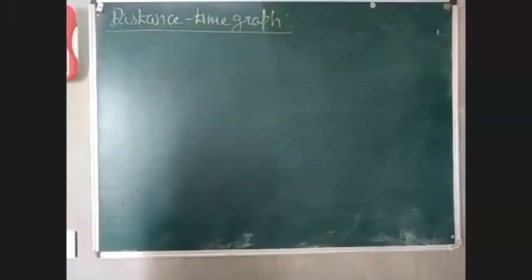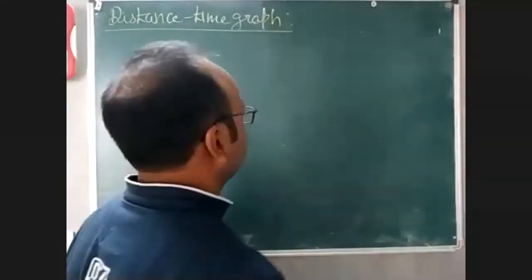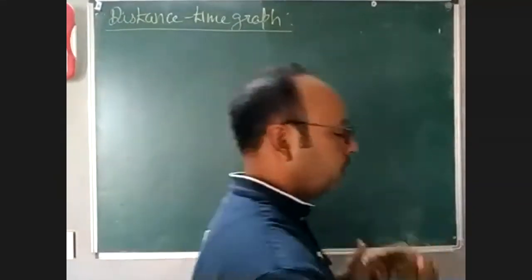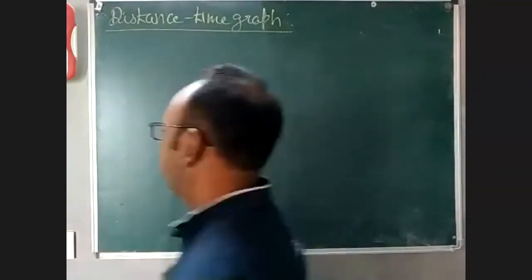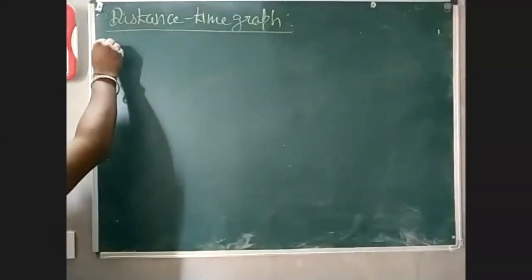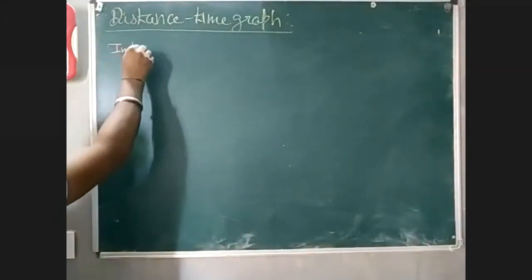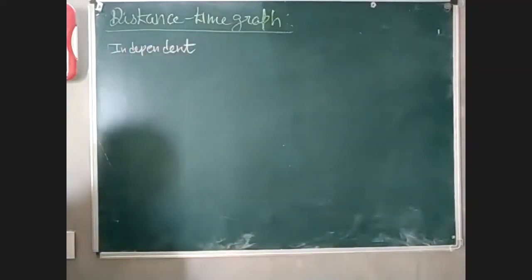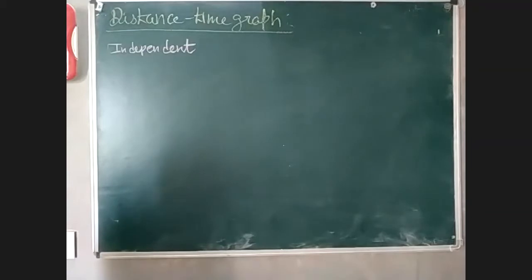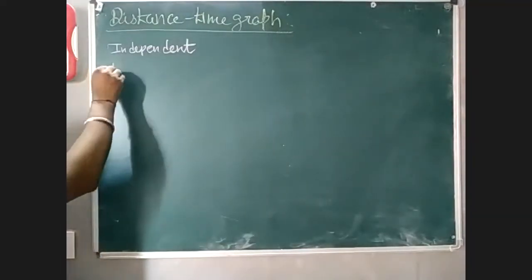A graph you all are familiar with. A graph is used to represent two physical quantities. In these two physical quantities, we have some relation between them. So in these two quantities, one is called independent, right? And another we call dependent.